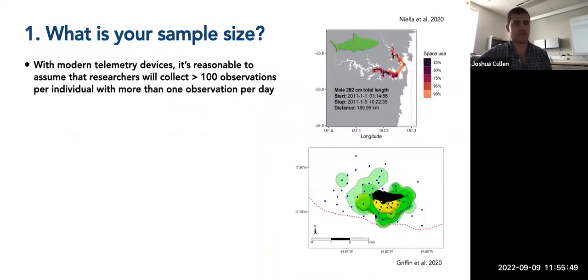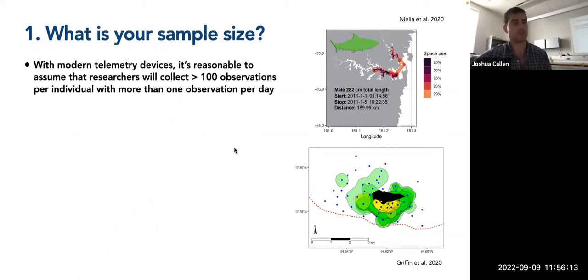So first, what is your sample size? Modern telemetry devices generally collect high amounts of data, and it's generally assumed, at least by me, that researchers will collect probably over 100 observations per individual, and often more than one observation per day, unless there's a tag malfunction or something else goes wrong.